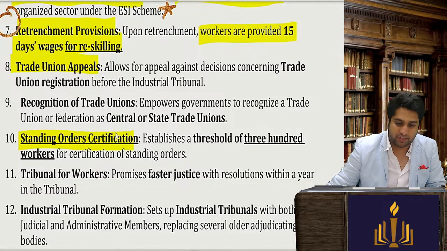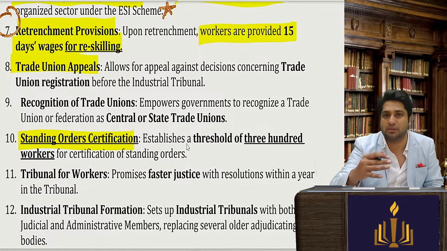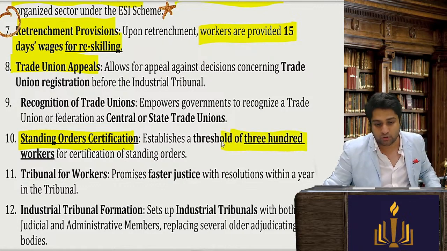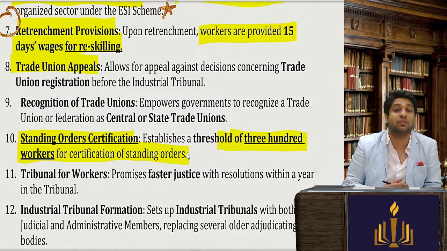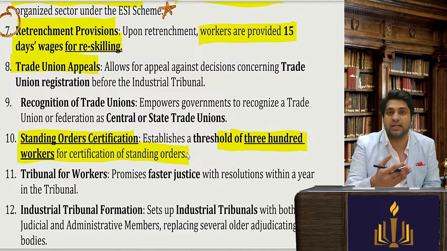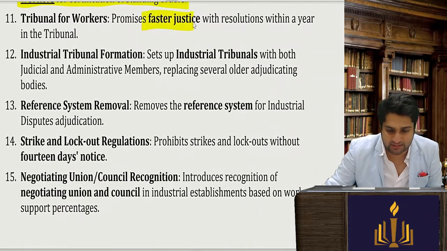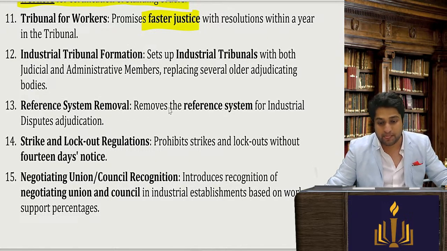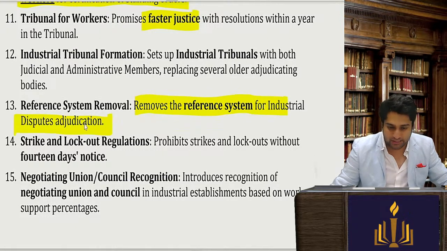Then standing order certification. Standing orders are the rules, regulations, bylaws which will be applicable, the minimum terms that are there. A threshold of 300 workers is required for certification of a standing order. So 300 workers should be there to approve a standing order or model laws. Then faster justice: in this Act they are providing faster justice, removing the reference system from industrial disputes adjudication.